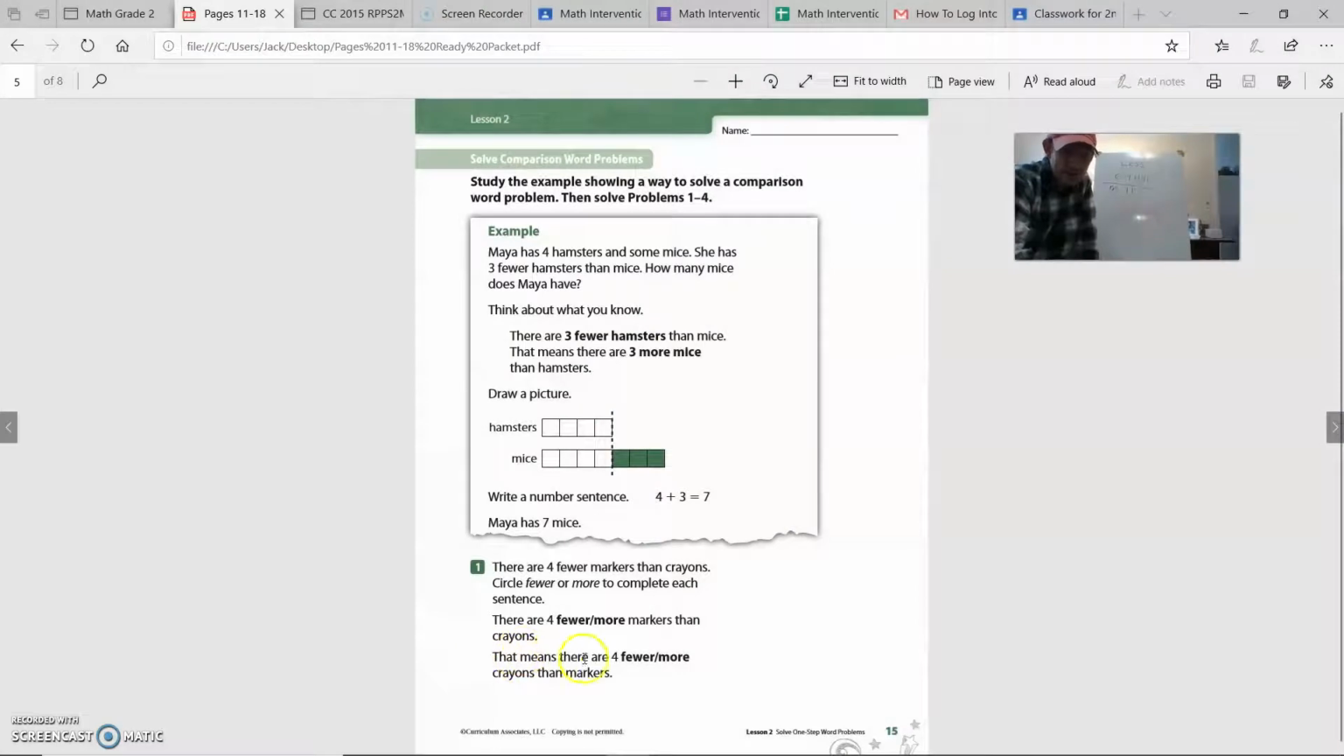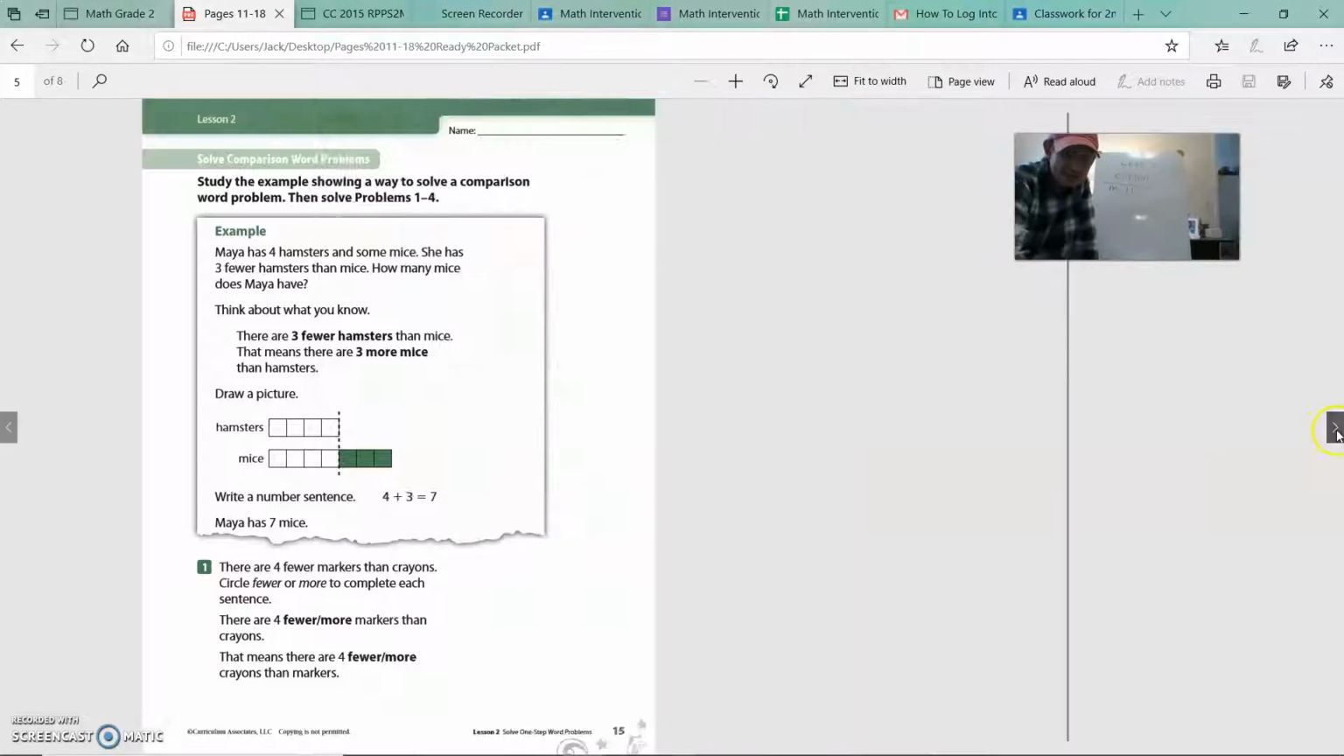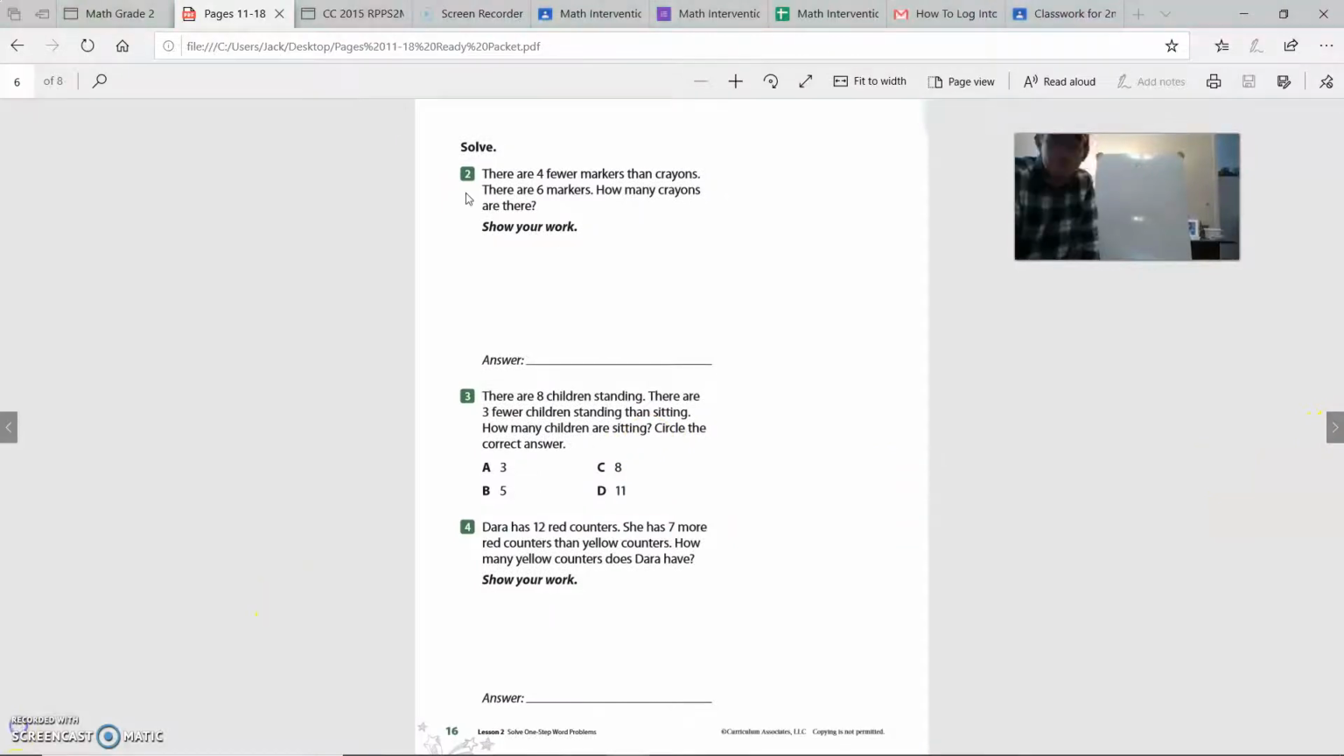So that means there are 4 more crayons than markers. Okay, let's go to the next page and the next question. Okay, so let's look at number 2. You should be on page 16. Number 2 says, there are 4 fewer markers than crayons. There are 6 markers. How many crayons are there?